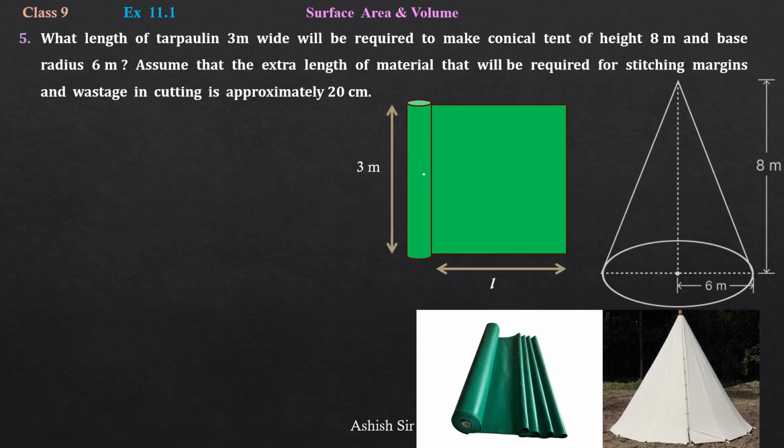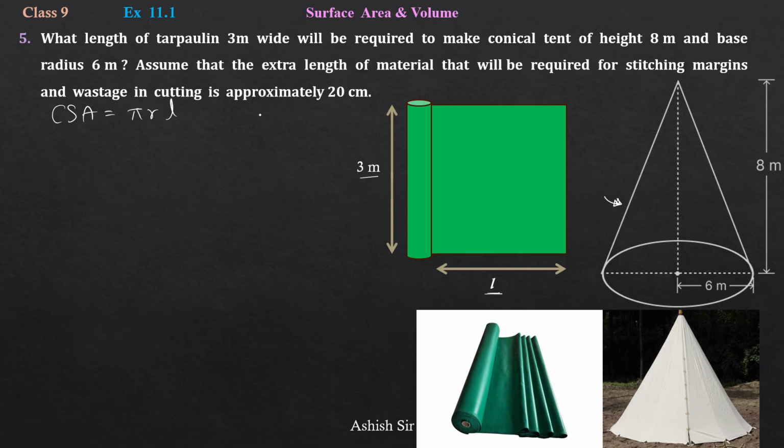When we go to buy tarpaulin in the market, it comes in the form of a roll which has a fixed breadth, but length we need to tell to the vendor. So we need to find out the area to make the canvas of the tent. That means we need to find out the CSA of the tent. Now we know that the CSA of a tent, the formula is pi r L.